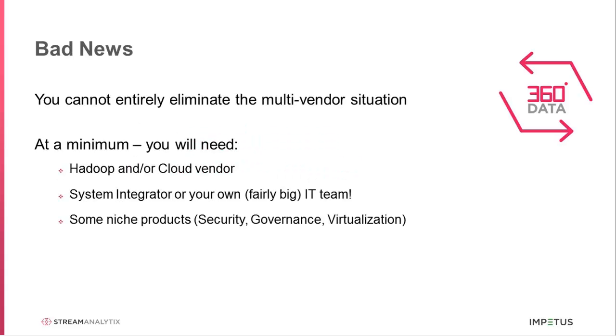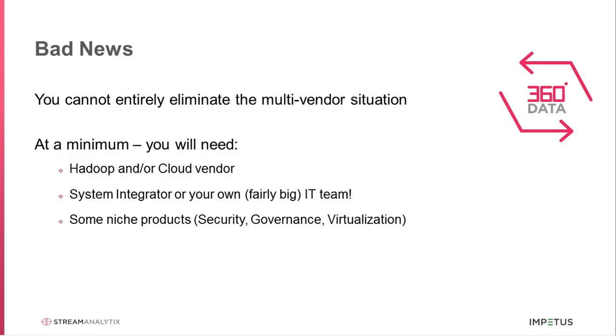The bad news is that you really can't eliminate the multi-vendor situation. This ecosystem is broad, and the task on hand is big and complex. But let's see if we can minimize that picture. At a minimum, we think that you need an on-prem Hadoop vendor and/or cloud vendor, and a mix of those two in some cases. You need a system integrator or your own fairly big IT team to really get a hold of all of these moving parts and put together an enterprise-grade system that can satisfy and keep users happy.